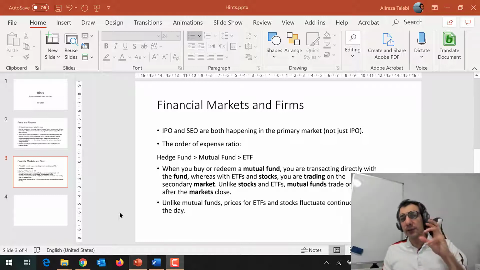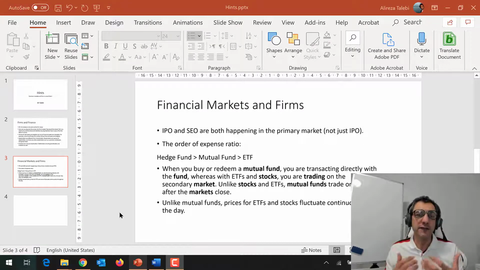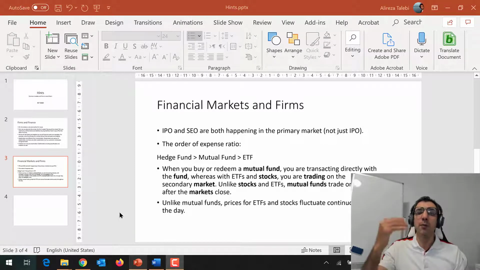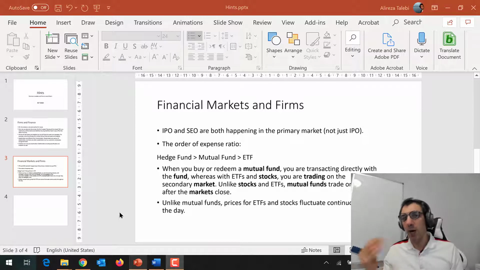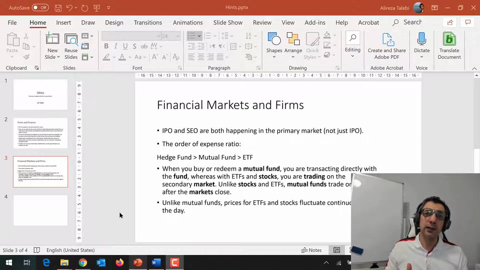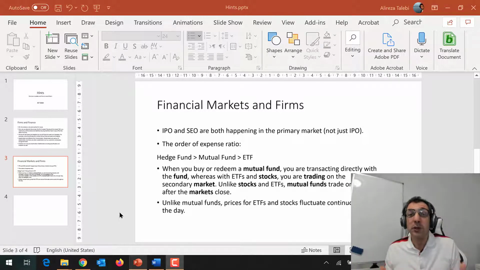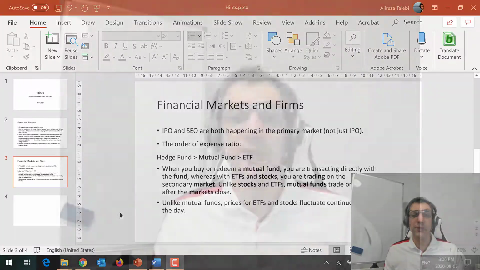So if you look at specific ETFs, you will see that the price of an ETF can go up and down. Again, it's very similar to stock prices. So it might go up, it might go down. You might buy higher in the morning, you can sell maybe lower in the afternoon. So this is very similar to stock behavior actually.